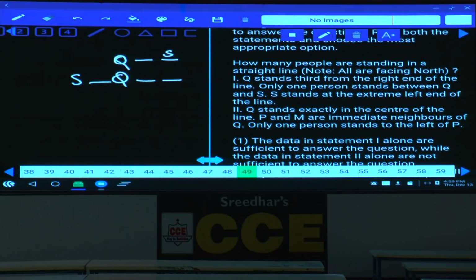Q stands third from the right end of the line, only one person between Q and S. S stands at the extreme left end of the line. Now, here S is at the left end of the line. Hence, tell me what is your answer here? How many persons are there in this one? Now, this case is ruled out. We are having only one case. Now, in the second case, how many persons are there? There are only 5 people. Hence, 1 alone is sufficient or not?